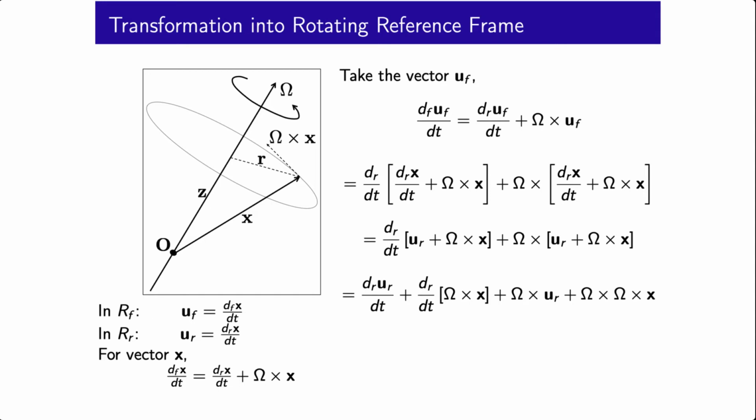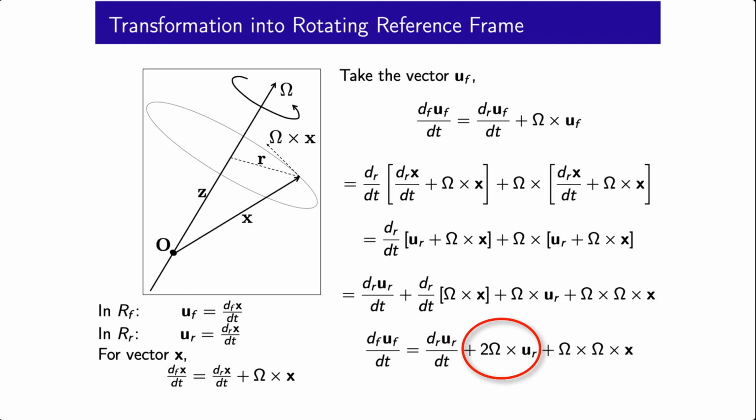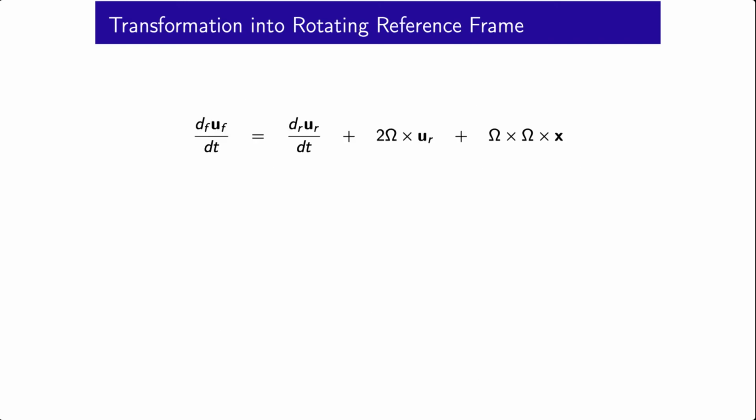We separate this out to get the acceleration in the rotating frame, the rate of change of omega cross x in the rotating frame, the cross product of omega and the velocity in the rotating frame, and this triple vector cross product, omega cross omega cross x. Now, omega is invariant in time, meaning the time derivative here only applies to x, giving us a second omega cross ur. Let's pause here for a moment.